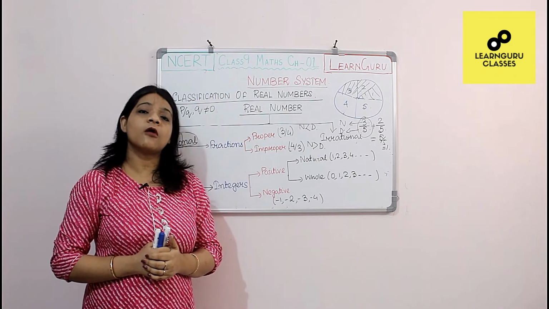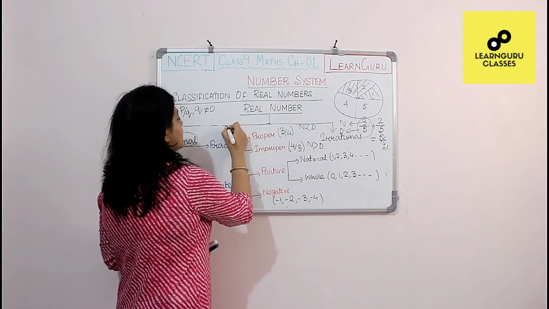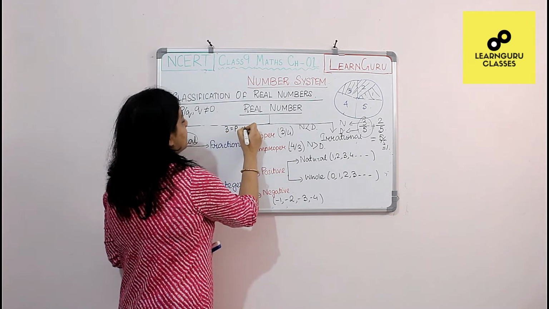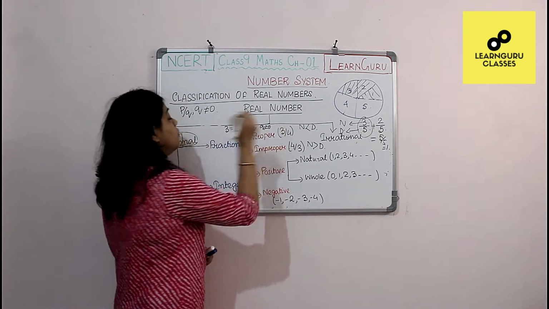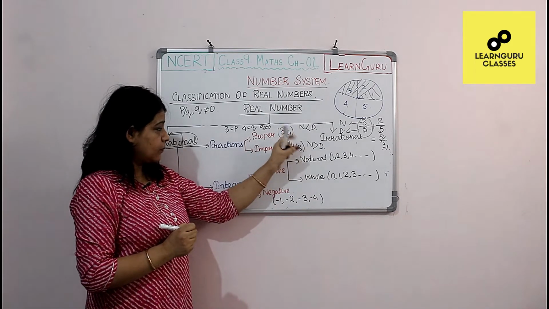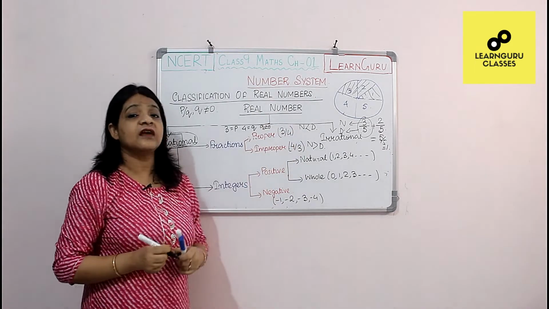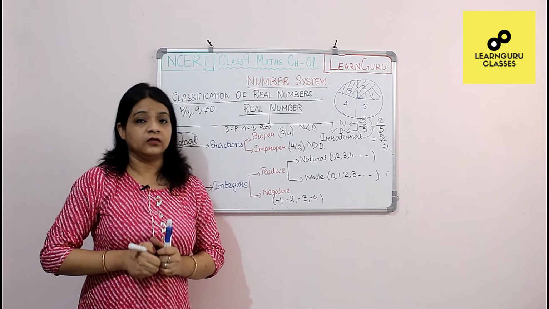Yes, it gives the form of P by Q, where 3 is equal to P, 4 is equal to Q, and Q is not equal to 0. So it gives you the idea that yes, it is a rational number where Q is not equal to 0.